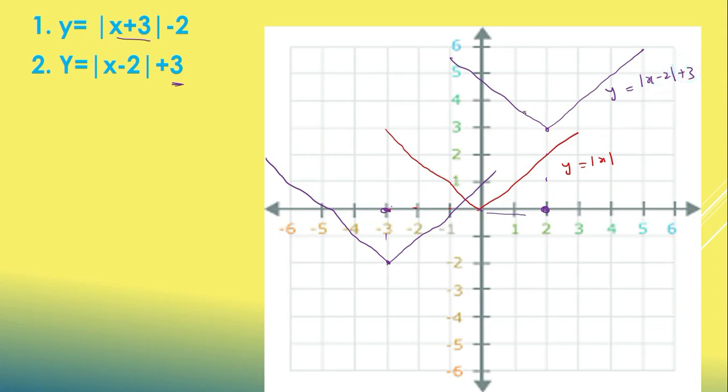You can check by giving rough values for x. When x is 0, this is 2 plus 3, 5, isn't it? Yes, it will intersect at 5. When y is 0, what is x value? You can also check here that it will not intersect with the x-axis, this curve, okay? Roughly you can verify. This is the way you can draw these absolute value functions.